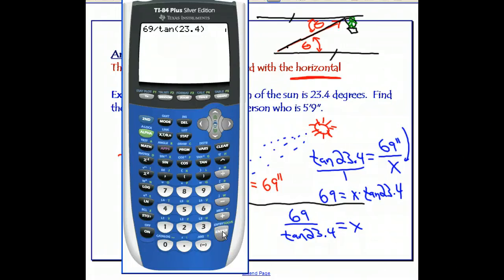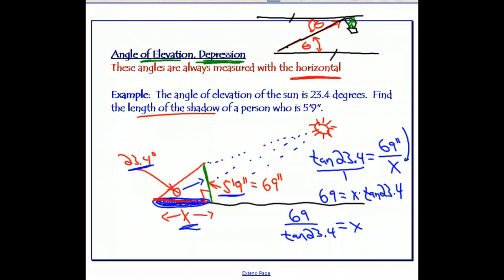See what we get? The shadow is 159 inches, or maybe we want that in feet. Let's divide it by 12. So it's 13¼ feet. So 159 inches or 13.3 feet. So x equals 159 inches or 13 feet. And that makes sense. When the sun is low in the sky, the shadows get very, very long.